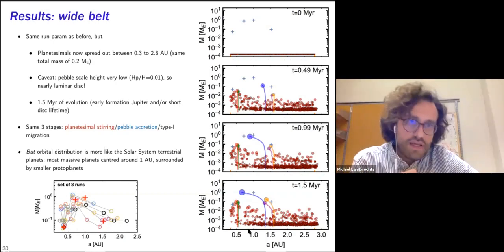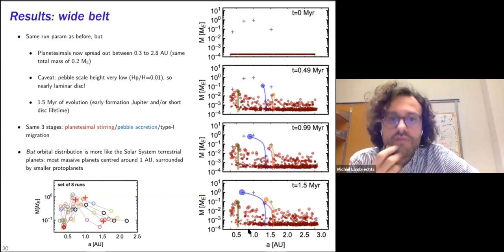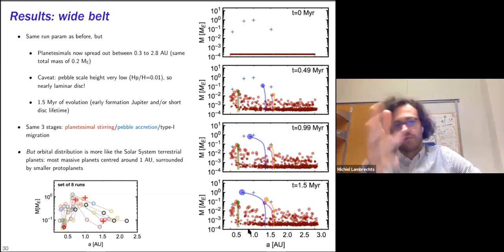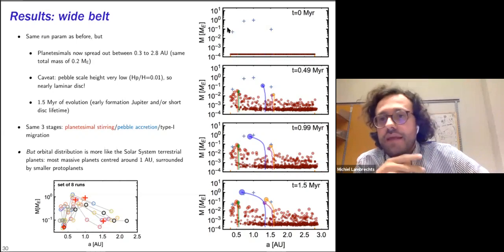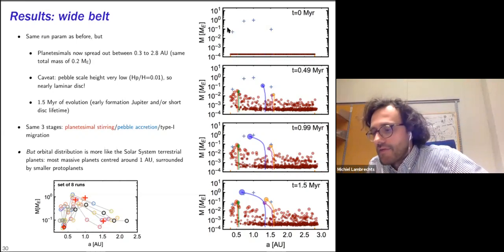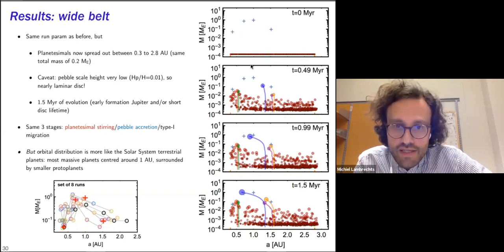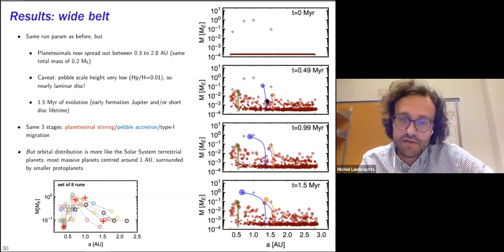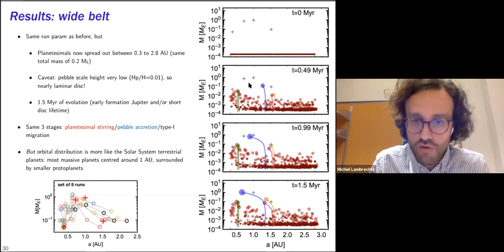Now we have a small caveat: we reduced the pebble scale height here to 0.01. So it's a very, very narrow disk scale height, a nearly laminar disk. And now we look at 1.5 million years of evolution. As you look here, you can see that basically the same mechanisms are still at play, right? First, we have collisions, and a few bodies grow large. Then we have pebble accretion, which really makes some embryos winner-take-all and grow large.